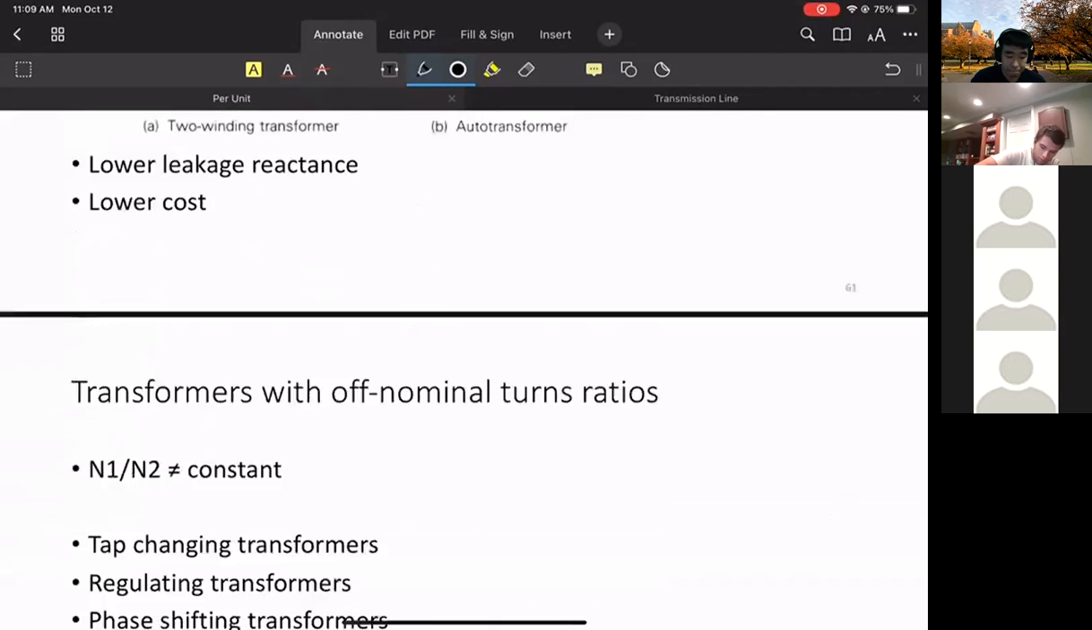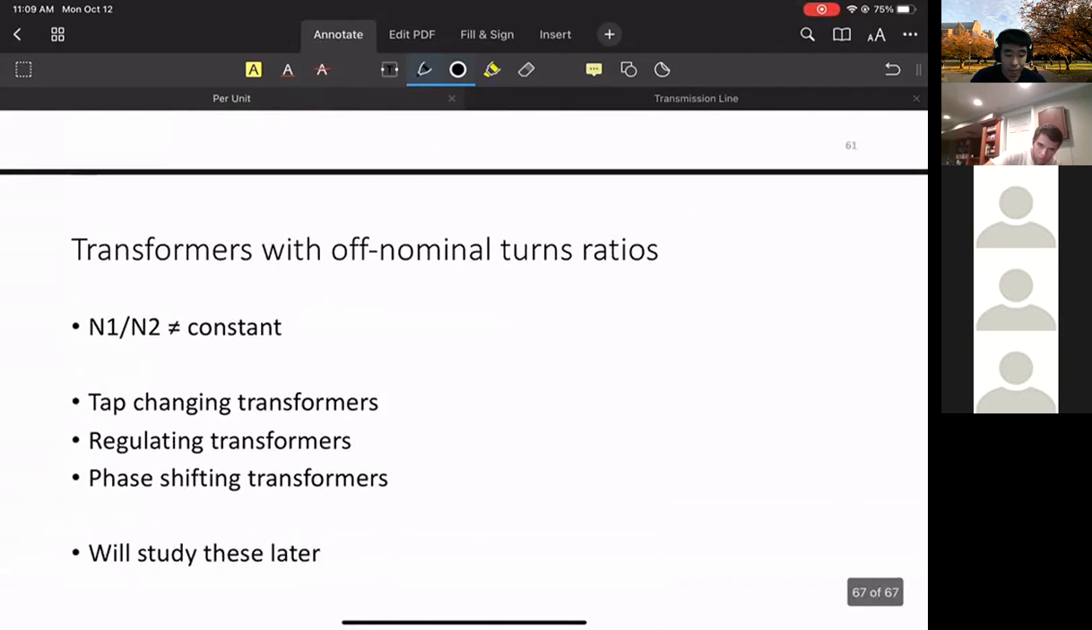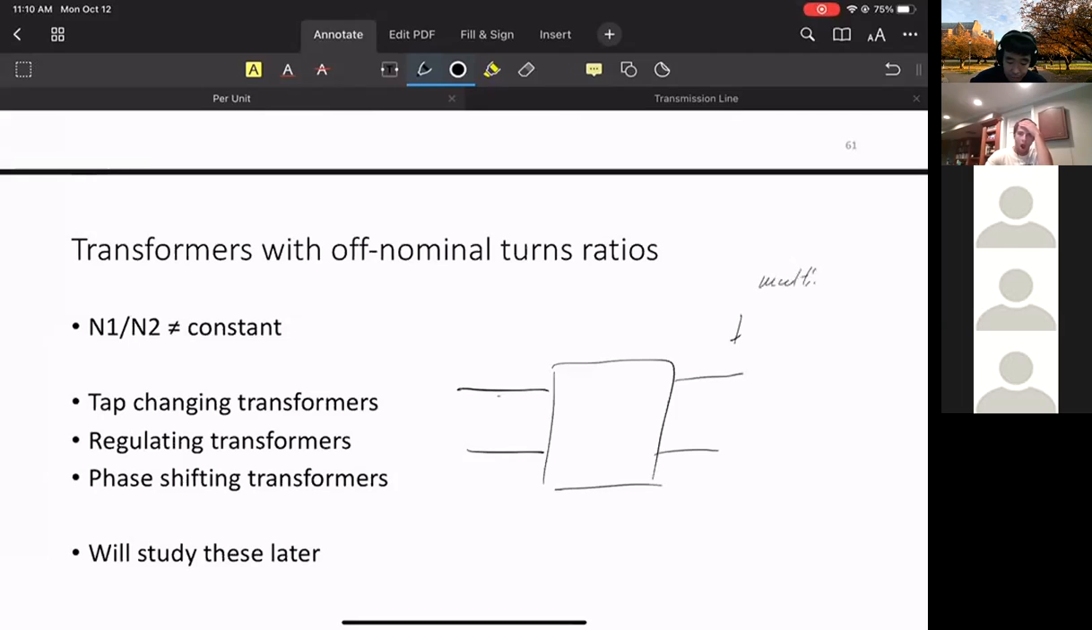There are also interesting things that don't give you a fixed turns ratio. Basically, with a transformer, often you want the secondary to be a little bit more flexible. So the primary is whatever the primary is, but in the secondary you want to have multiple voltage levels.